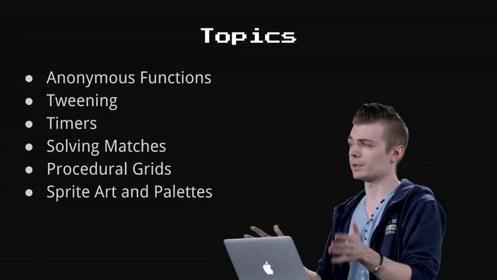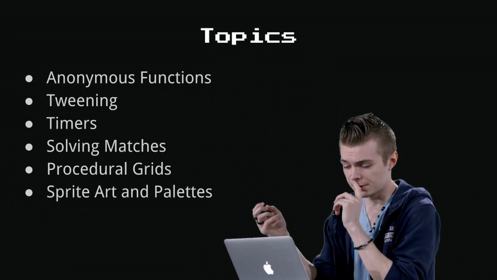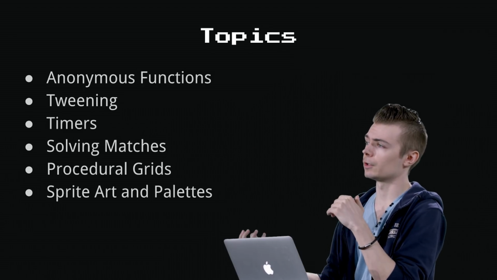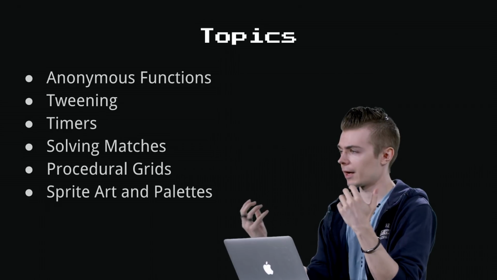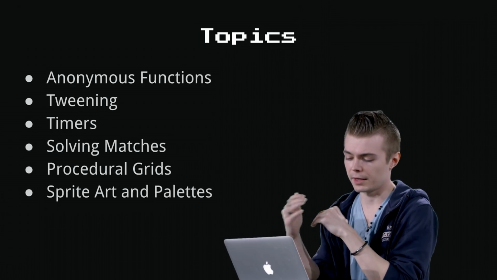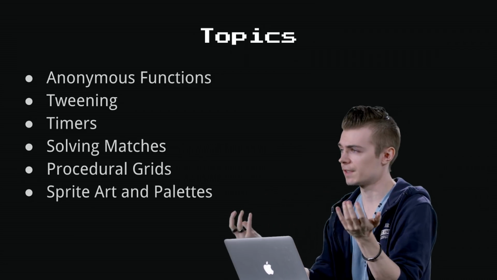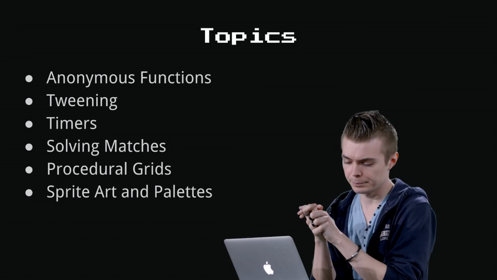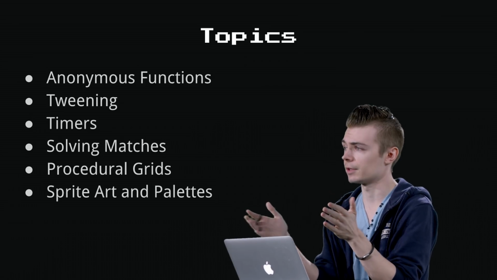And then we'll get into the actual details of match 3 and how to solve matches, fill in the grid, account for when we actually solve a match, and repopulate it once we've done so. We'll talk about how to do this procedurally. It's very simple compared to Breakout's more procedural layout system, but it's still randomization, and we'll talk about that.